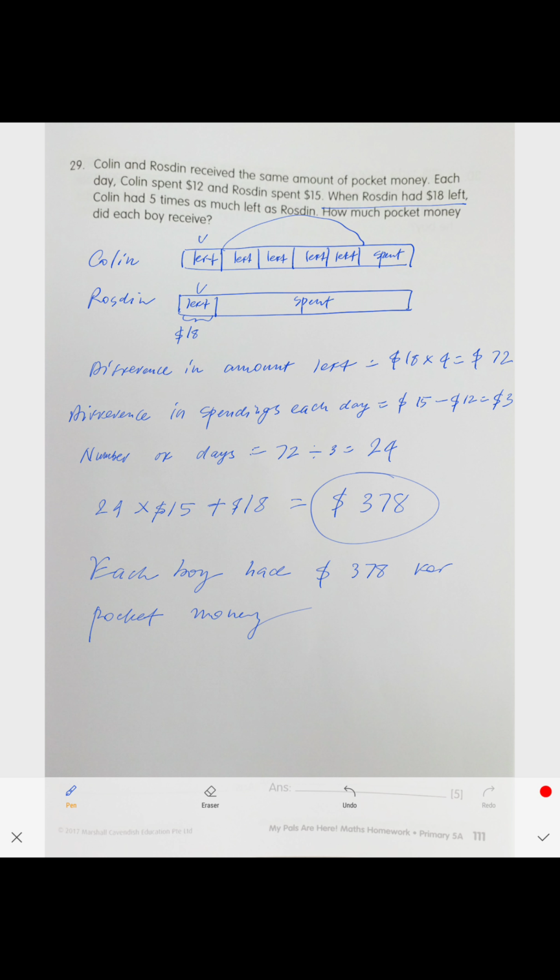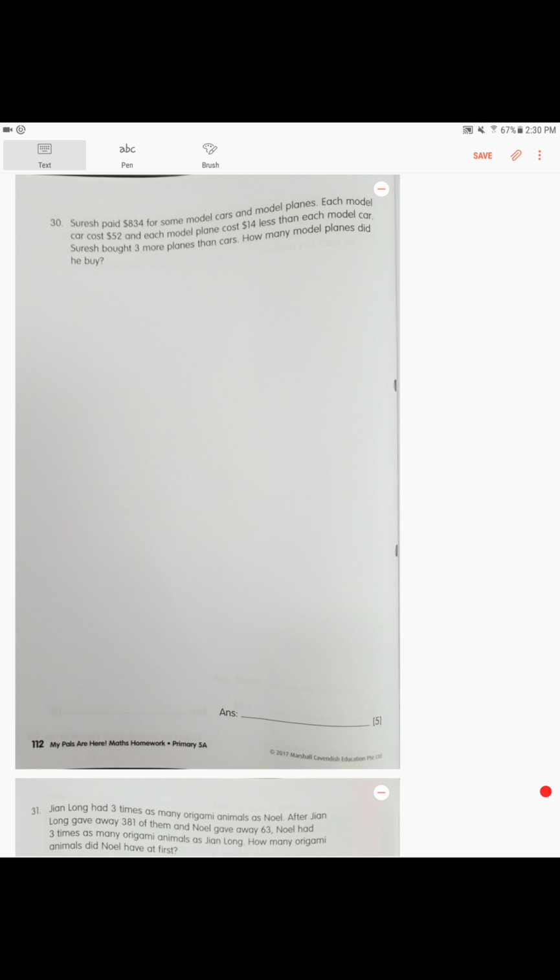All right. Okay, problem 30. Suresh paid $834 for some model cars and model planes. That's a lot of money. Each model car costs $50, and each model plane costs $14 less than each model car. Suresh bought 3 more planes than cars. Okay, how many model planes did he buy?